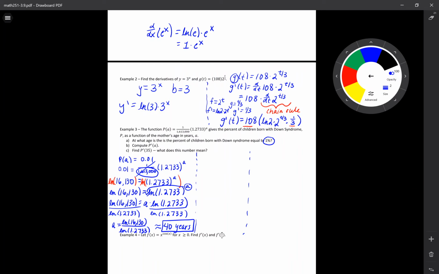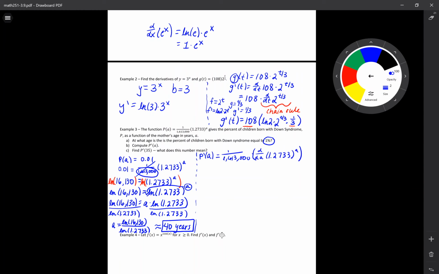So p prime of a here, if I look at this, I'm going to bring this constant, 1 over 1,613,000, out in front. So p prime of a is equal to 1 over 1,613,000 times the derivative with respect to a of 1.2733 to the power of a. I'm just using the constant multiple rule here.